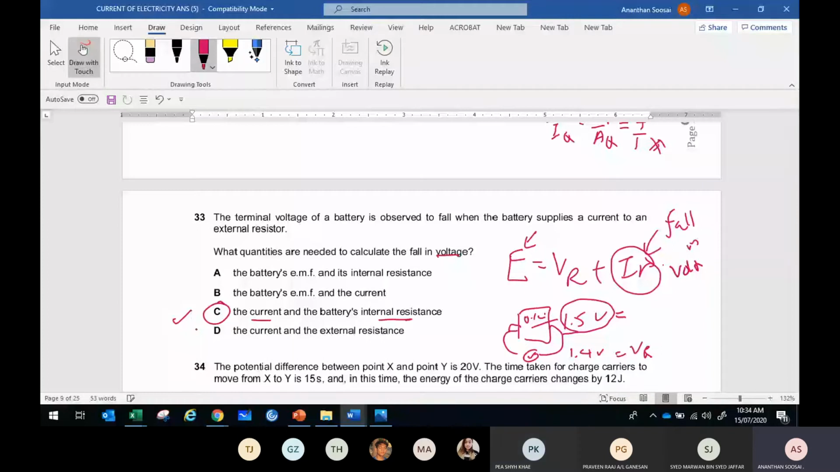A, battery EMF and the internal resistance? I don't think so. You know EMF, you know internal resistance. How are you going to find current without the terminal PD? You need to know the terminal PD. The battery EMF and the current also cannot, because you need to know the internal resistance. So C is the best answer.